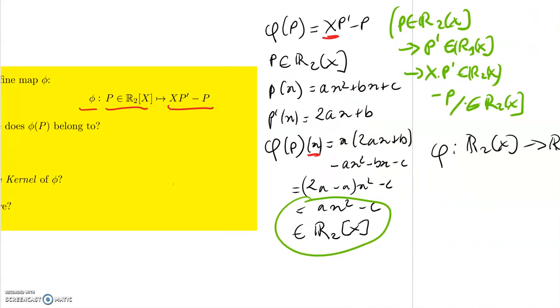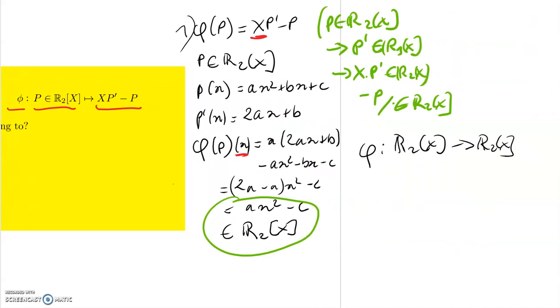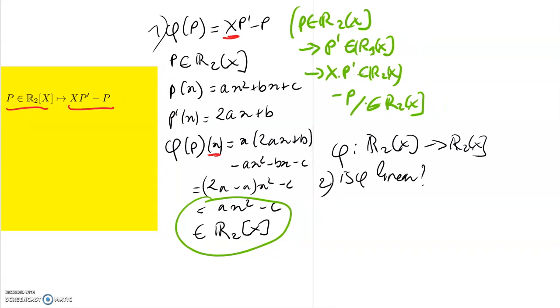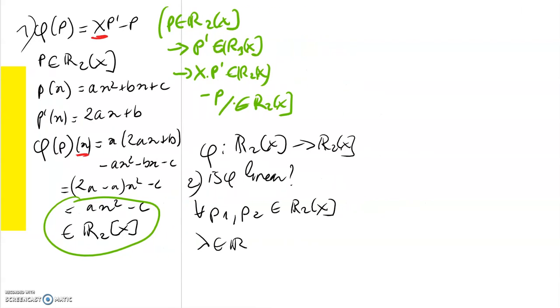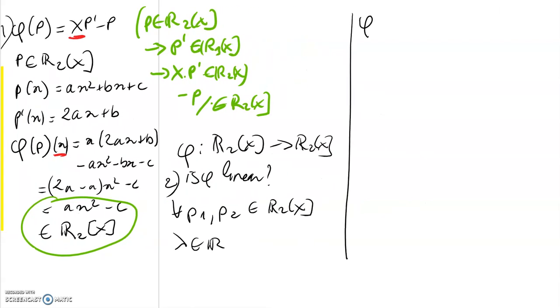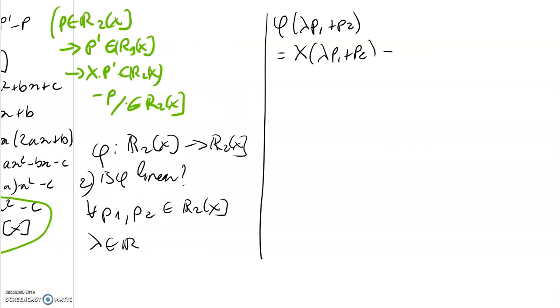Next thing we want to prove is that phi is linear. So that was the first question. Second question, is phi linear? As usual, we are going to take p1 and p2, two polynomials of R2 of x. We're going to take lambda in R and apply phi to the linear combination lambda p1 plus p2. That's giving me, according to the definition of map phi, x times the derivative of (lambda p1 plus p2) minus (lambda p1 plus p2).